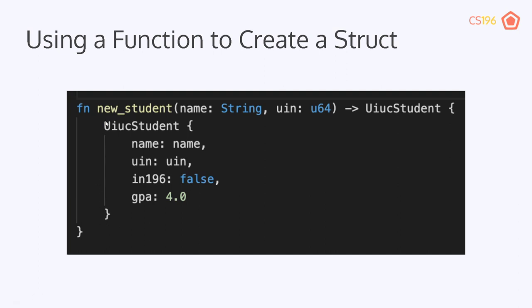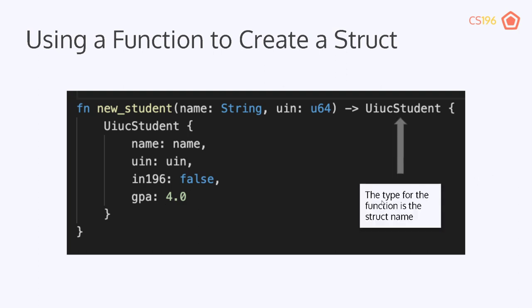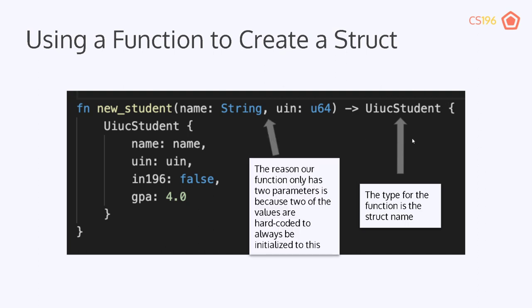And so what we'll do is we'll return a new UIUC student struct with the name as name, the UIN as UIN, and then for defaults we'll just say they're not in 196 and their GPA is a 4.0. So once again, this here is what the function is returning, and the important part is we can set this equal to our struct type. We have some parameters that are going into here, and then for the other stuff, we don't need to pass it all forward because we're just going to say by default they're this. And we can demo this as well.